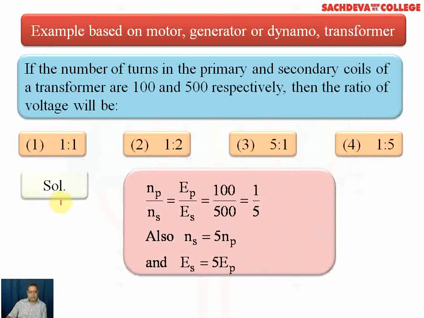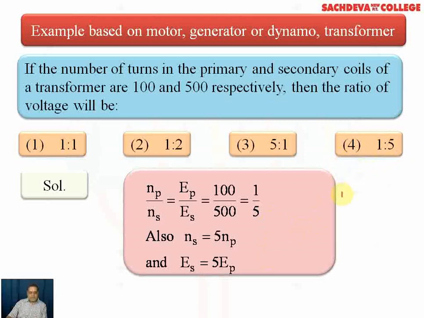In order to solve this question, Np over Ns must be equal to Ep over Es, and we find Np over Ns is given to us, that is 100 by 500, so it is 1/5. It means that the number of turns in primary to the number of turns in secondary will be equal to the ratio of the voltages, and it will be 1:5. So the fourth option will be correct.